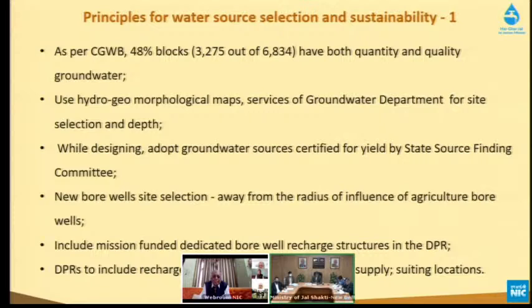So this is being funded under the mission. Earlier it was not funded. It was removed from the NRDWP sustainability structures. We have brought it back. It's important that we include it so that your sources are sustainable. And DPRs should include recharge structures exclusively for water supply, and they will be funded through the MGNREGA and other programs like IWMP and RRR of water bodies programs of the Ministry of Water Resources.